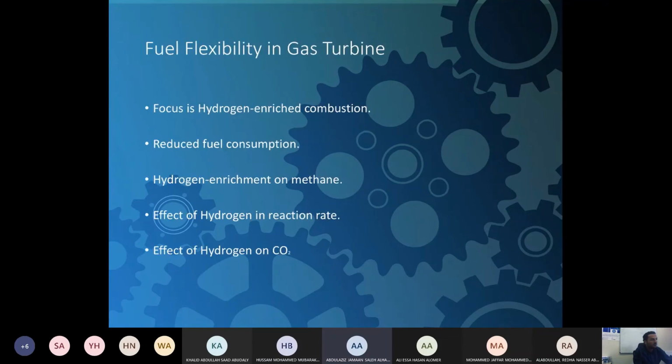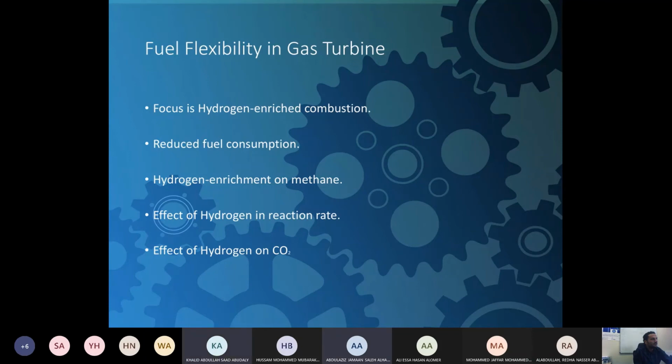First we'll talk about fuel flexibility in gas turbines. The focus in this section is on hydrogen and enriched combustion as one of the main fuel flexibility approaches for the control of flame stability in gas turbines. Due to hydrogen's higher power density in burning, a smaller fraction can reduce fuel consumption in the gas turbine and internal combustion engine industry. Several studies reported that introduction of H2 gas with different hydrocarbon fuels increases the flame speed and extends the lean flammability limits.